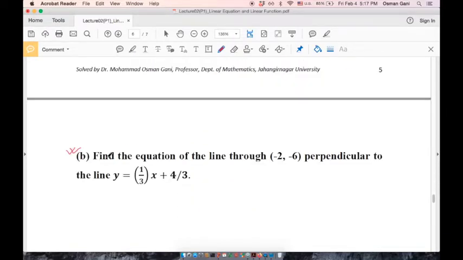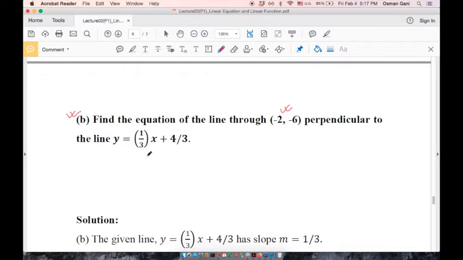Now let us try to understand another example. Find the equation of the line through (-2, -6) and perpendicular to this line. So the required line will have slope -3, because the product of their slopes should be -1. In another way, you can also calculate. Let's say m1 times m2 is equal to -1. So m1 is given as 1/3, and you need to calculate m2, which will be equal to -3.